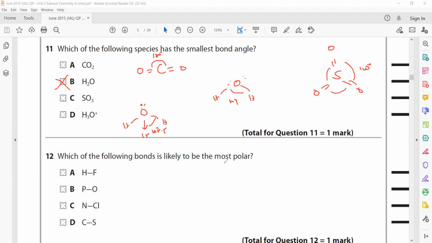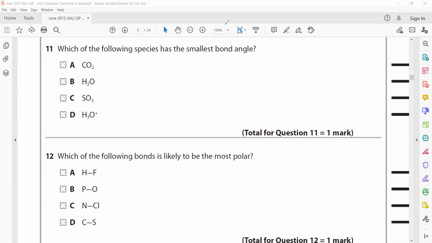Which of the following bonds is likely to be most polar? Most polar means there is a greater difference in electronegativity. When we move across the period, the electronegativity increases. When we go down, electronegativity decreases. So hydrogen on the left hand side and fluorine on the right hand side will have the maximum difference. That's why the most polar bond will be between H and F.